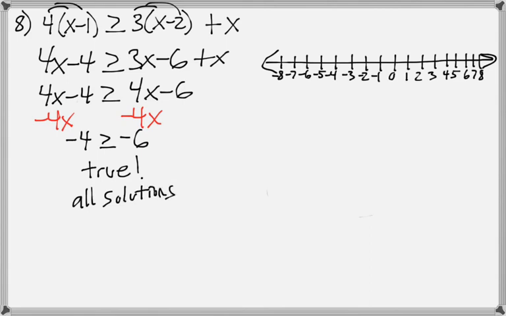So the way we graph all solutions on the number line is we actually shade the entire number line. And in interval notation, that would be negative infinity to infinity. That is all solutions. If this had been a false statement, then you actually wouldn't shade anything, and you would just put either the no solution symbol, or you would just say no solution. But this one is true for all numbers, so it's all solutions, and we shade the entire number line.